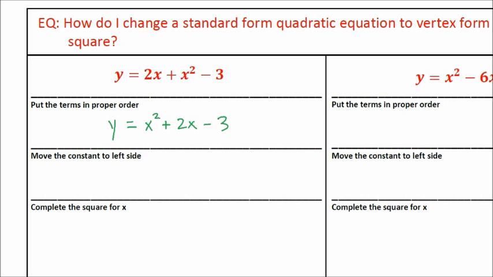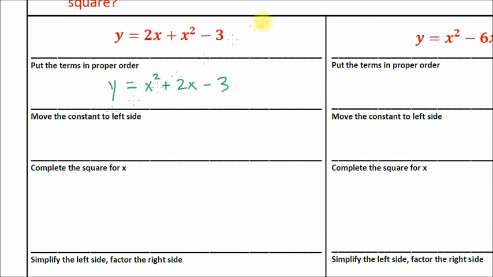Step number 2, move the constant to the left side. We're going to add 3 to both sides for those of you who need to see this step. And we're going to end up with the equation y plus 3 equals x squared plus 2x. Remember, when you move a term from one side of the equal sign to the other, the sign will always change. Next step, complete the square for x.